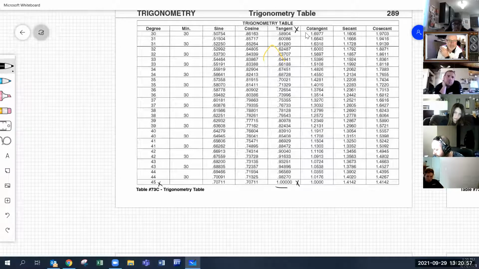45 tan is 1. So now that gives us a ratio of what the other side or the other angle and the side lengths are. Okay, that's what it's worked on, and that's what it's based on. Any questions?